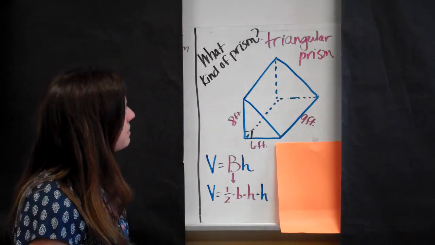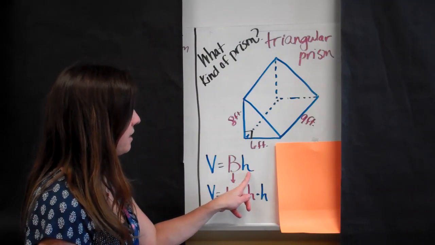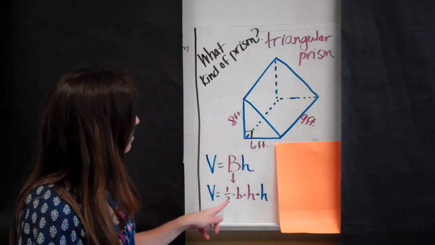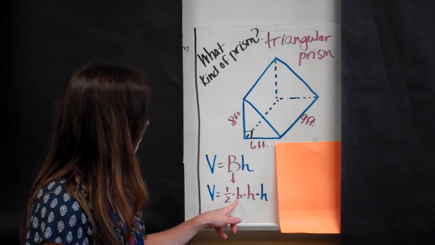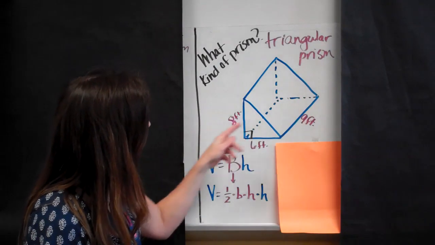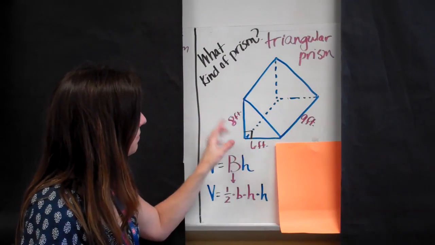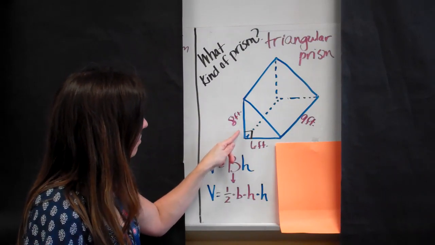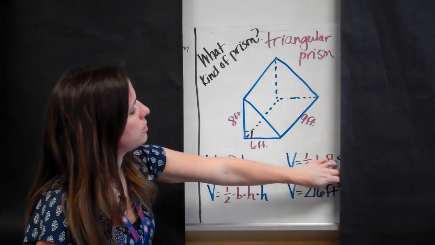We're going to use the same standard formula. Volume equals area of the base times height, capital B, area of the base. And this time our bases are triangles. So we're going to do the formula for finding the area of a triangle, 1/2 times base times height, and then the height of the prism. So the base and the height of the triangle, in this case a right triangle, make up the right angle. The base is 6, the height is 8. And then the height of the prism is 9.